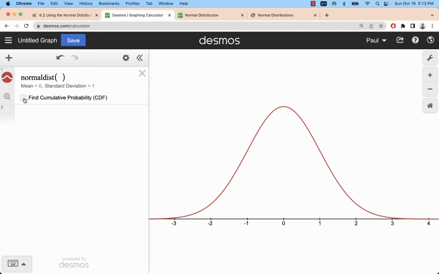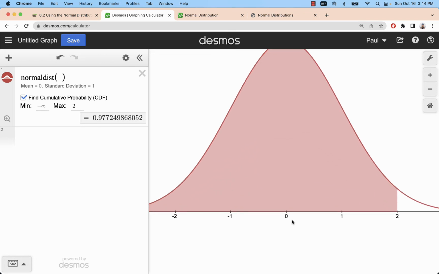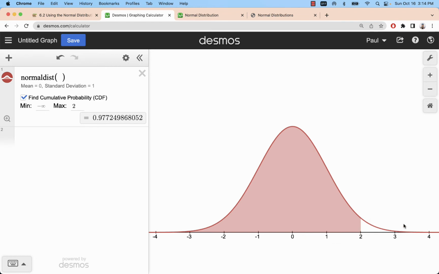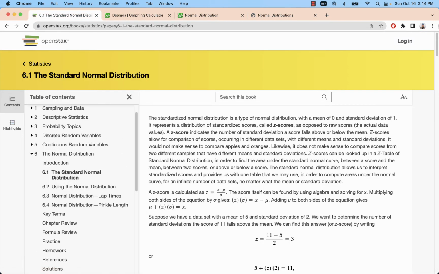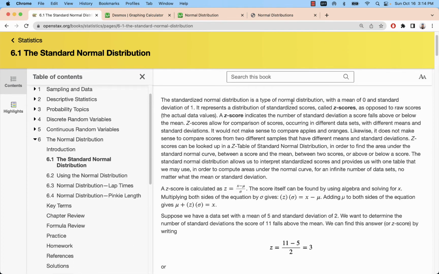So now let's say you want to find a cumulative probability. Check the box, and the entire region is 1, as it should be. And let's say we want to just find the cumulative probability of that second standard deviation. So each of these tick marks, each of these units on the x-axis, is 1 standard deviation when I have a mean of 0 and a standard deviation of 1. So essentially I'm setting x equal to a z-score. And that is one of the first things that you'll see here in 6.1. Z-score is the number of standard deviations above or below the mean.